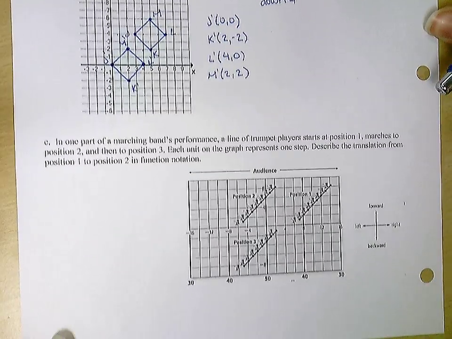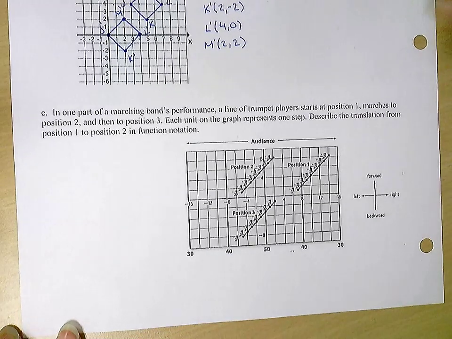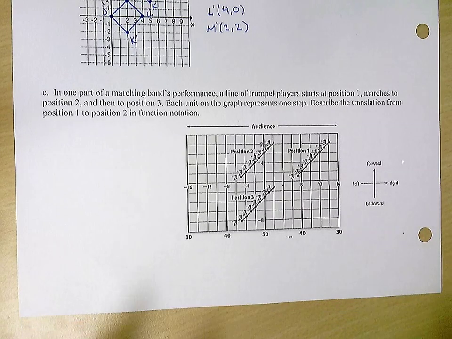All right, then last one here. In one part of a marching band's performance, a line of trumpet players starts at position 1, marches to position 2, and then to position 3. Each unit on the graph represents one step. Describe the translation from position 1 to position 2 in function notation. So this is where we're actually going to write out a vector of what's happening.